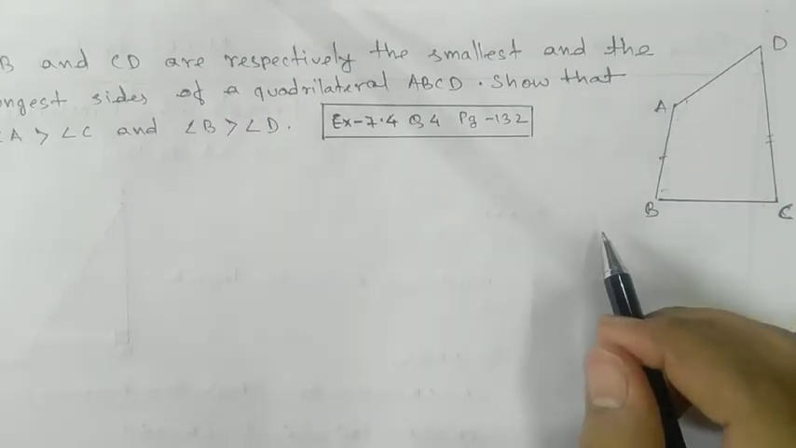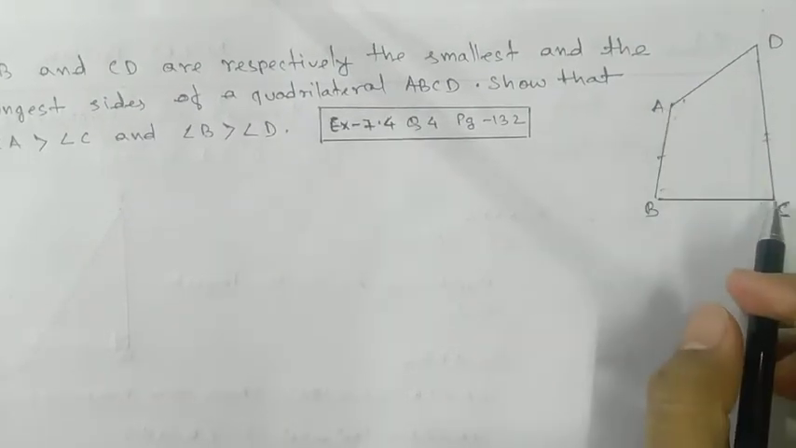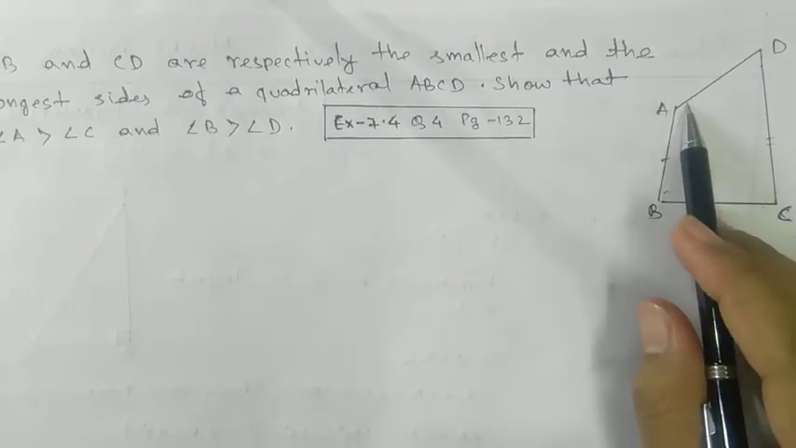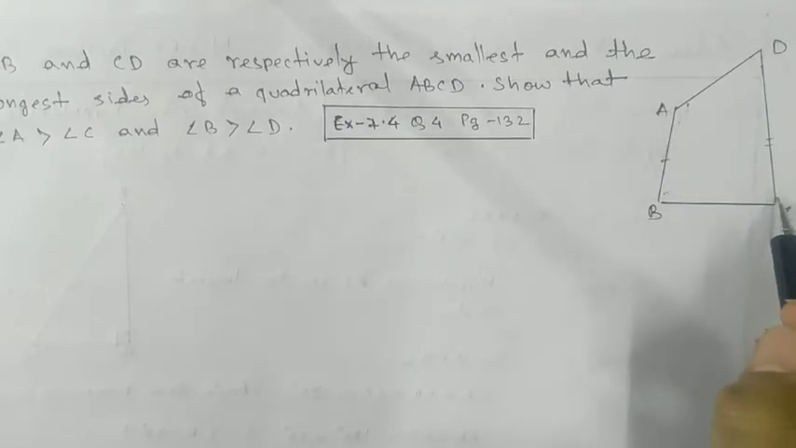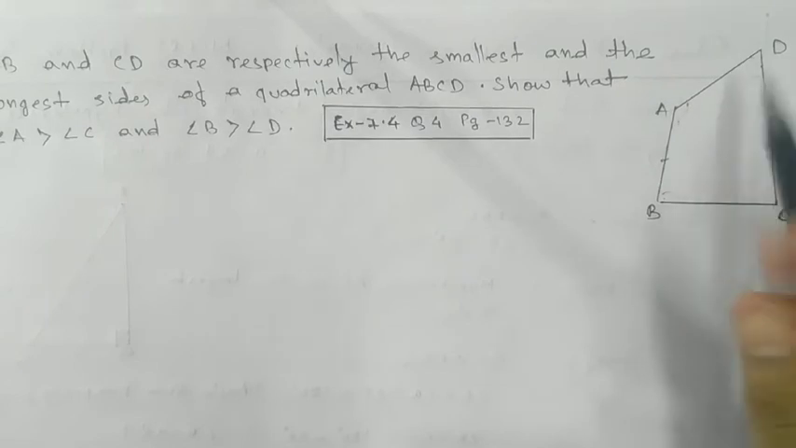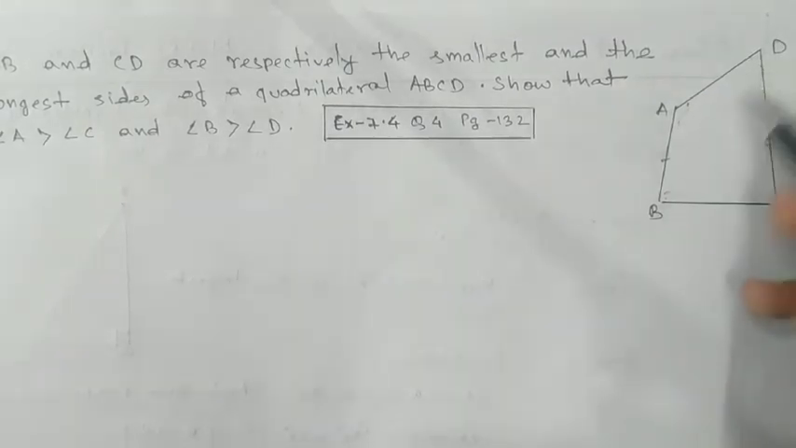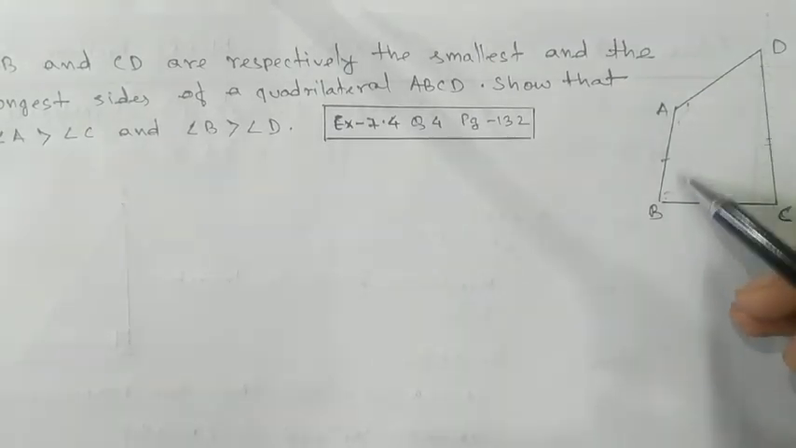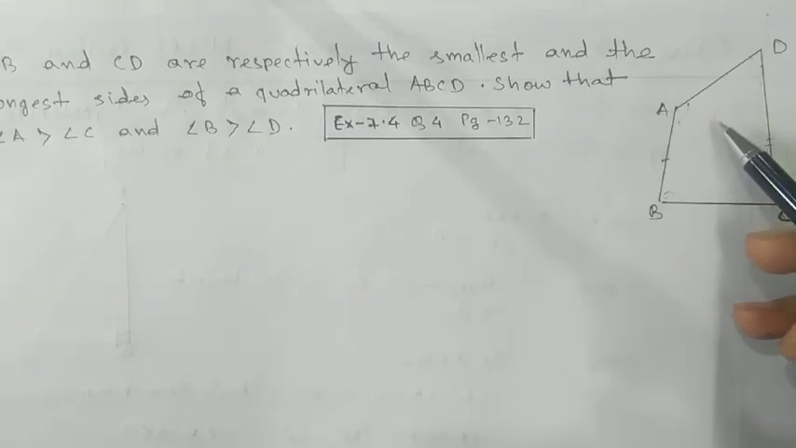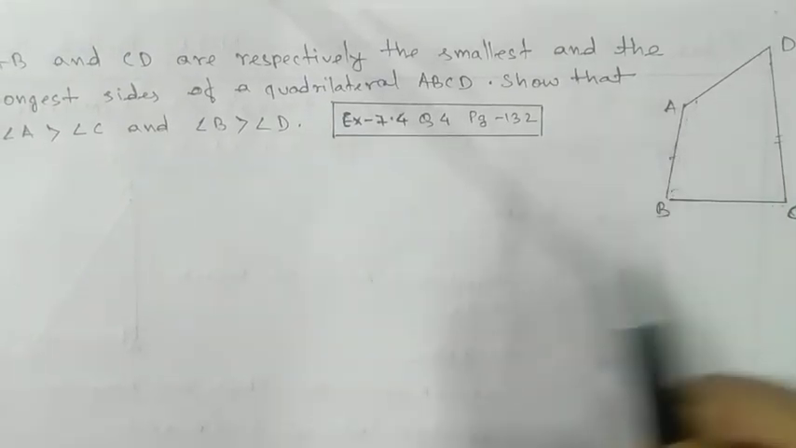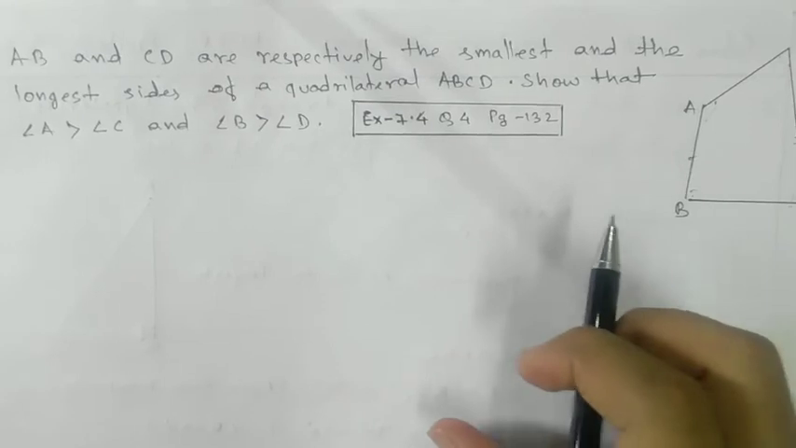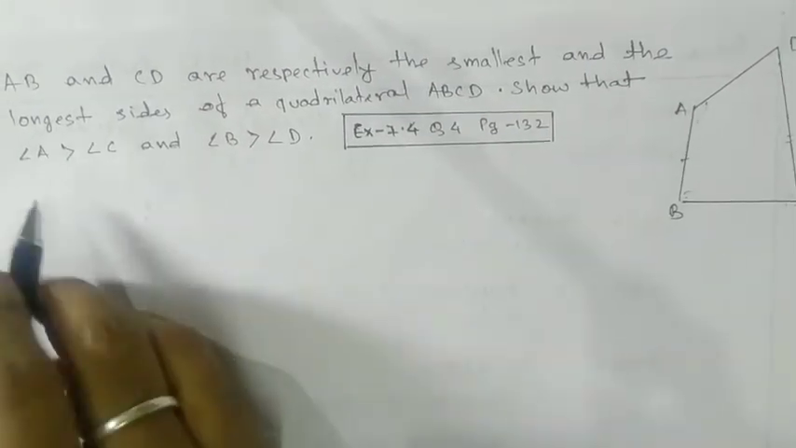To start this one, we'll join AC. If you say, no sir, I will not prove A greater than C, I need to prove that angle B is greater than angle D, then you join B to D, your choice, anyone you can prove, and then say similarly and over. Okay, so let's proceed for angle A greater than angle C. So let's see what we have.